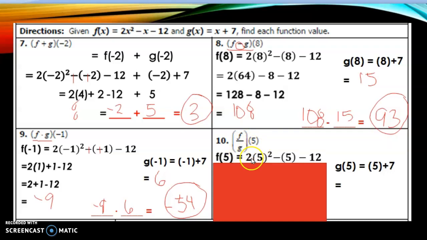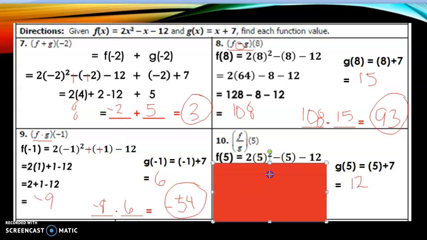The f function, we plug in 5. G function, we plug in 5. G happens to be easier, so I'm going to do that real quick. 5 plus 7, hey, that's going to be 12. Okay, now we go back and we finish f.